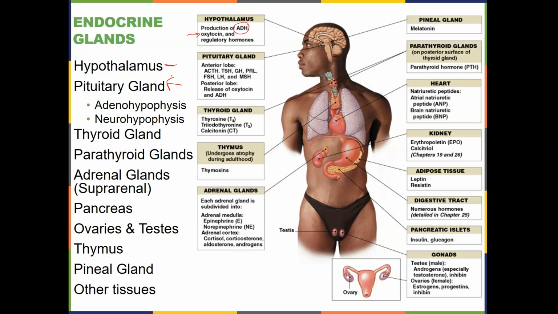The pituitary is linked to the hypothalamus, and it has 2 sections, one called the adenohypophysis and the other one the neurohypophysis. I'll show you why that's the case. The adenohypophysis is the anterior lobe. The neurohypophysis is the posterior lobe.